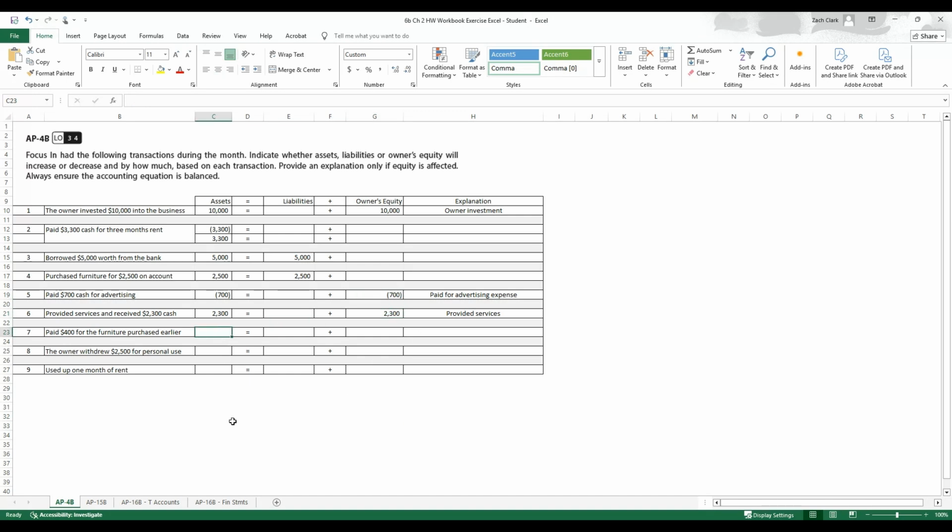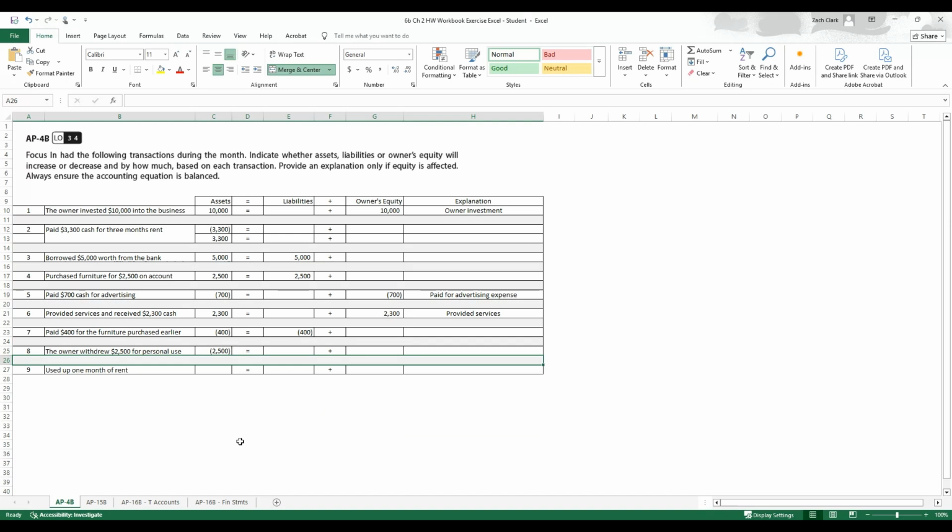Okay, paid $400 for the furniture purchased earlier. So here is the, let's see where we are here. Furniture. We bought $2,500, so we owe $2,500. We're making a $400 payment there on this liability. So now our cash is going down 400, and our liability is decreasing by 400. So now we owe $2,100 after making this payment.